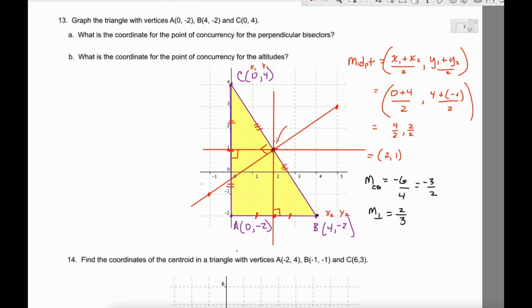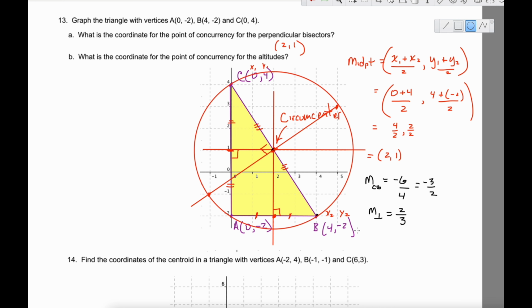So I think we can all agree this point is where all the perpendicular bisectors meet. We call that the circumcenter. And so let's label that point 2, 1. What can we do from the circumcenter? We can circumscribe. Just to remind you guys, that's this special characteristic of this center. Okay, so we just did A.